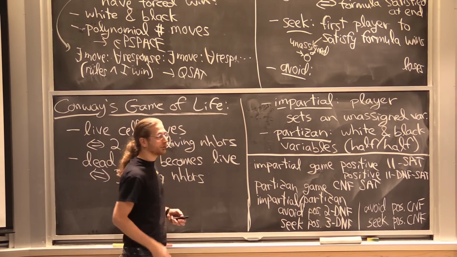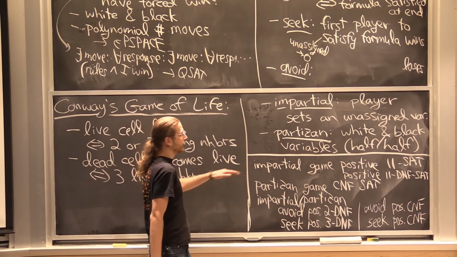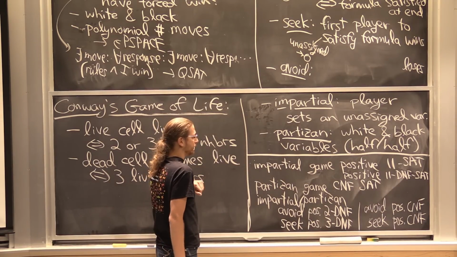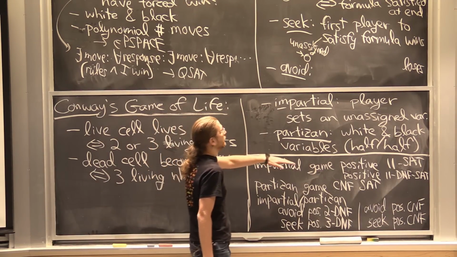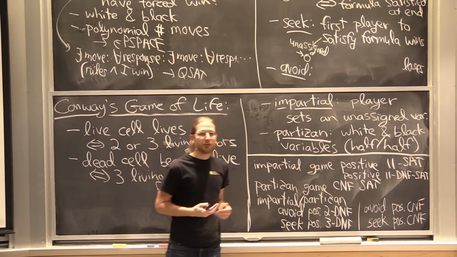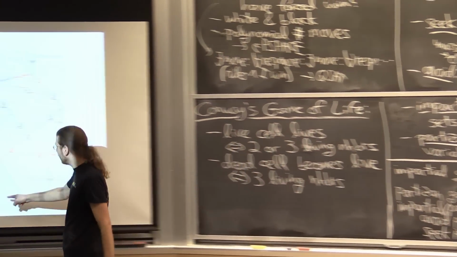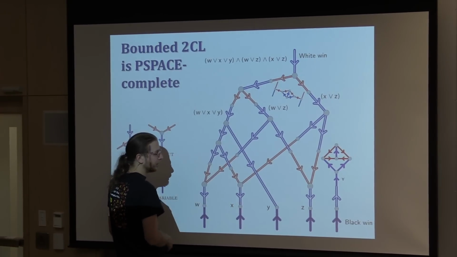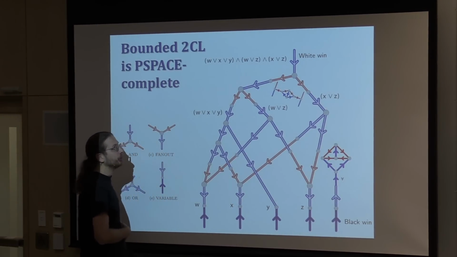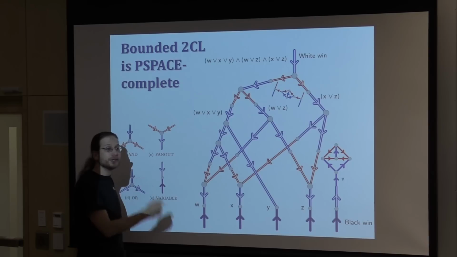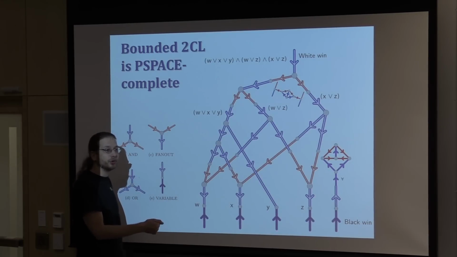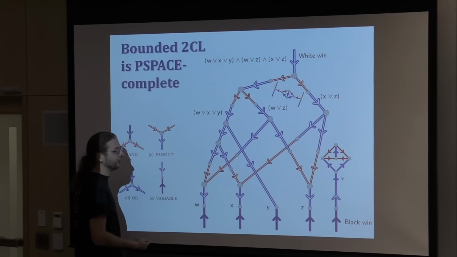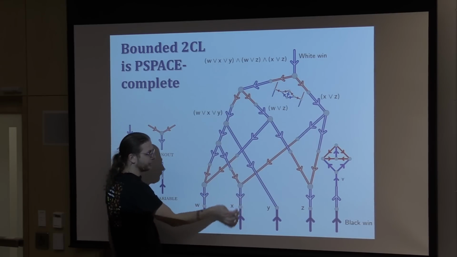So player 1's goal, white is the player 1. Player 1's goal is to satisfy the formula and flip their edge. And it's the impartial version, meaning that anyone can set any variable. So if black plays this edge, that's going to correspond to setting x to false. If white plays the edge, it's going to correspond to x being true. Because this is a positive formula, every time white chooses a variable, they're going to want to set it to true. And every time black sets a variable, they're going to set it to false, because they want to prevent satisfaction of the formula. So that's why it's OK to just represent it this way.